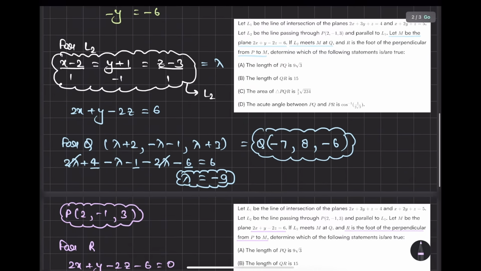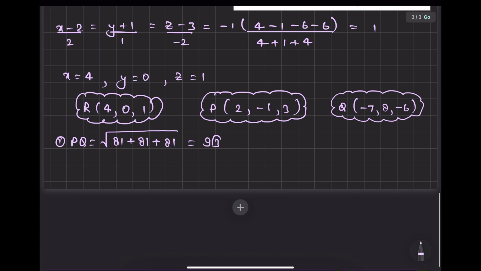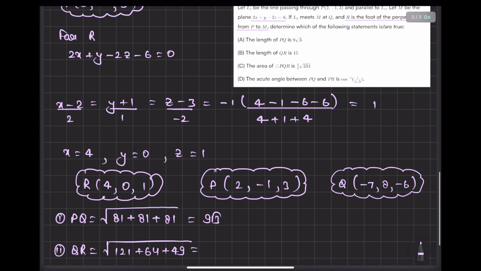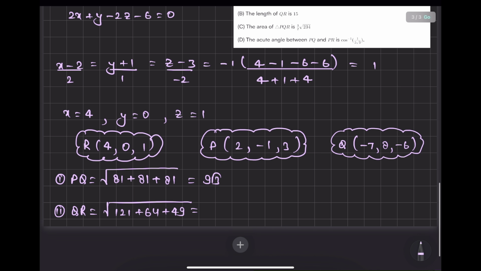Now QR. Think about QR. So Q and R, okay. So it is 4 minus minus 7, so 11. 11 square is 121. Then 64. Then 49. What is the answer? It is 15. Okay, so let's find out.